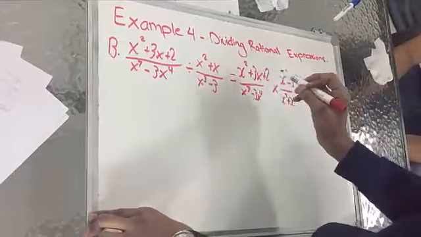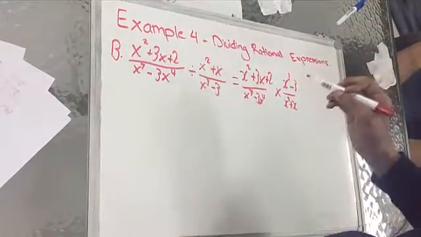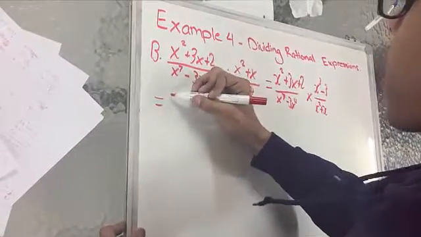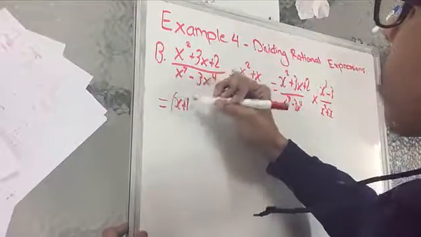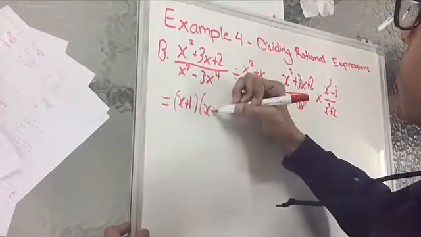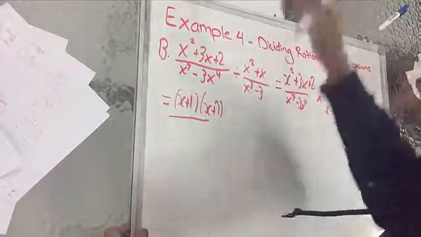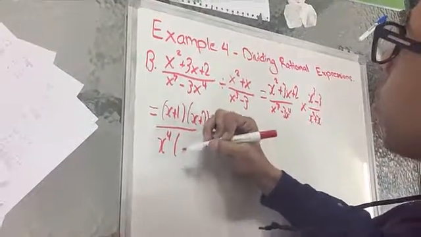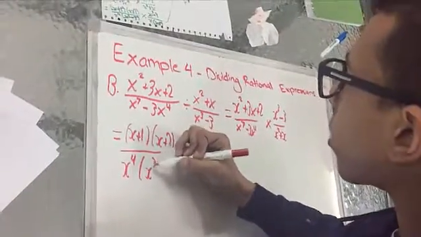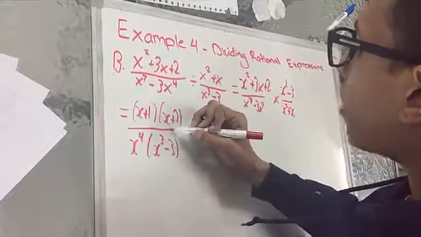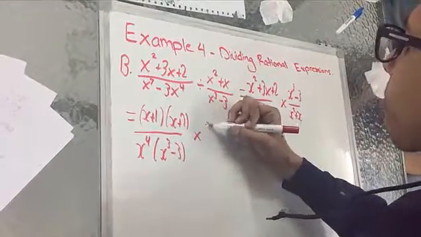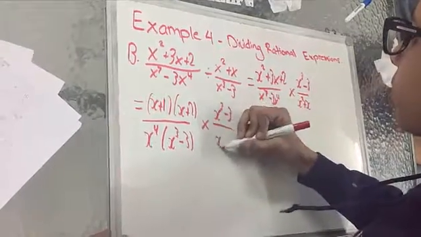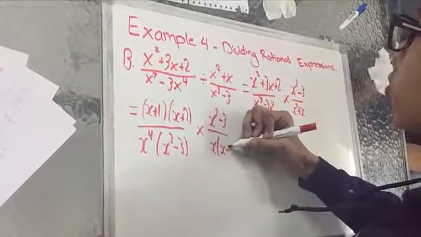So we have to factorize the denominators and numerators. So it's going to be equal to (x plus 1) times (x plus 2) over x to the power of 4 multiplied by (x to the power of 3 minus 3), multiplied by (x to the power of 3 minus 3) over x multiplied by (x plus 1).